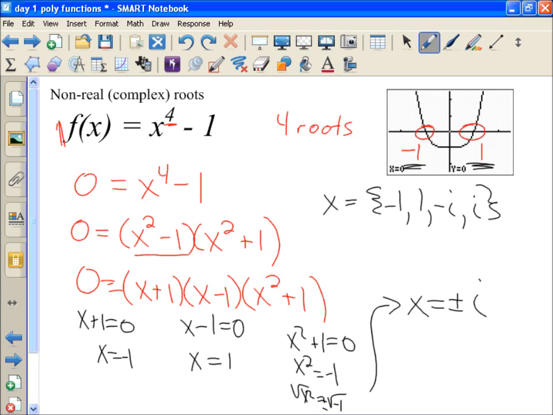As I said earlier, one of the useful tricks to remember is that imaginary roots always come in pairs. So you would never have one imaginary root. You will always have two or four.